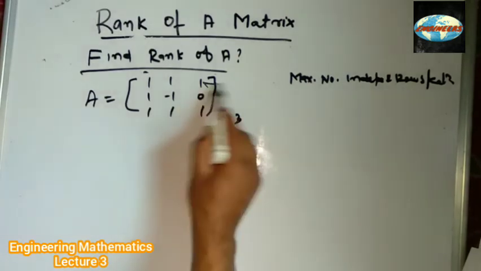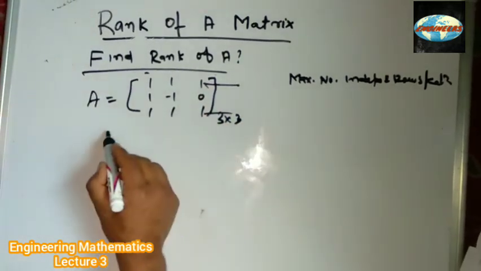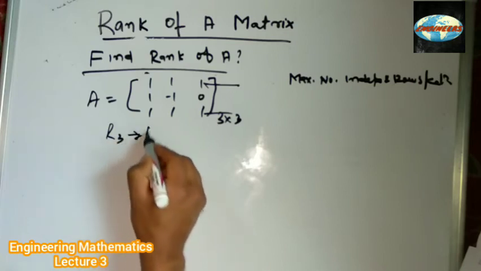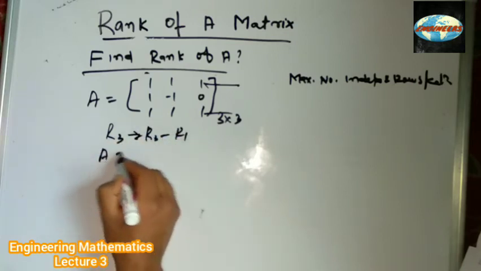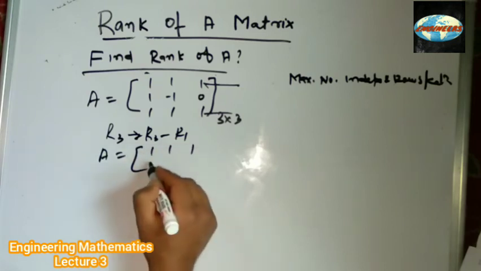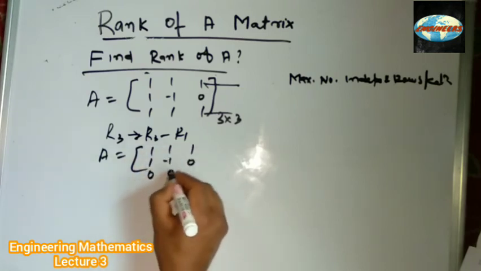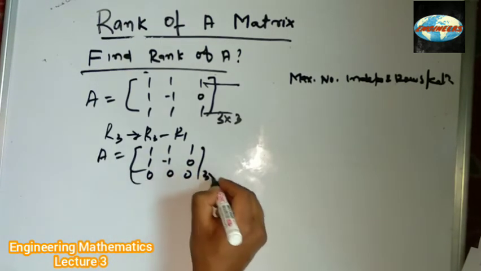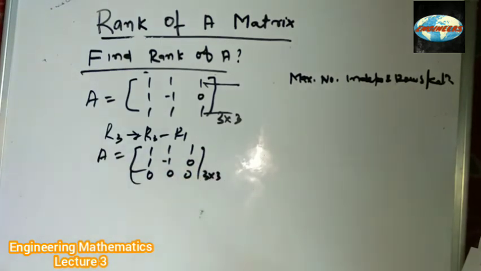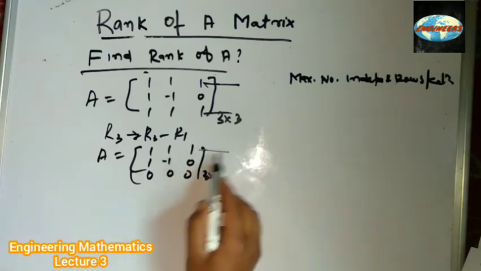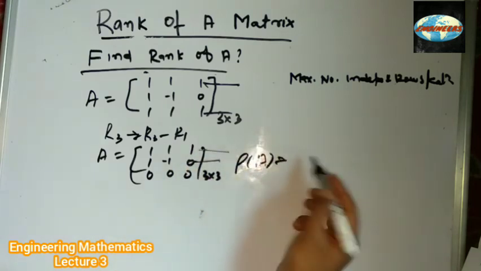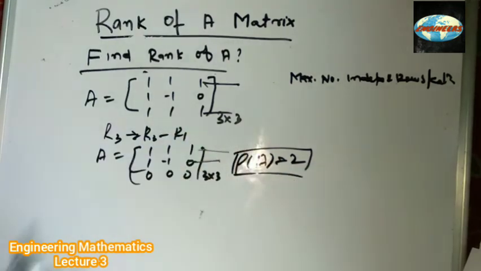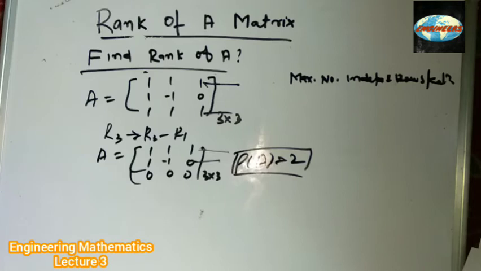Clearly you can see these two rows are the same. So if we apply the operation R3 gives R3 minus R1, we will get A equal to 1, 1, 1, 1, minus 1, 0, 0, 0, 0. So the number of independent rows is 1 and 2, so rank is directly equal to 2. This question was asked in GATE 2018 for 2 marks. It hardly took 30 seconds to solve, but you should know the basic concept behind the question.